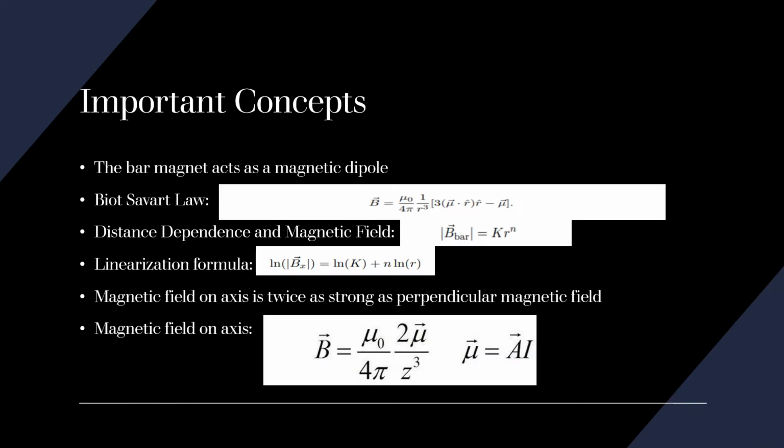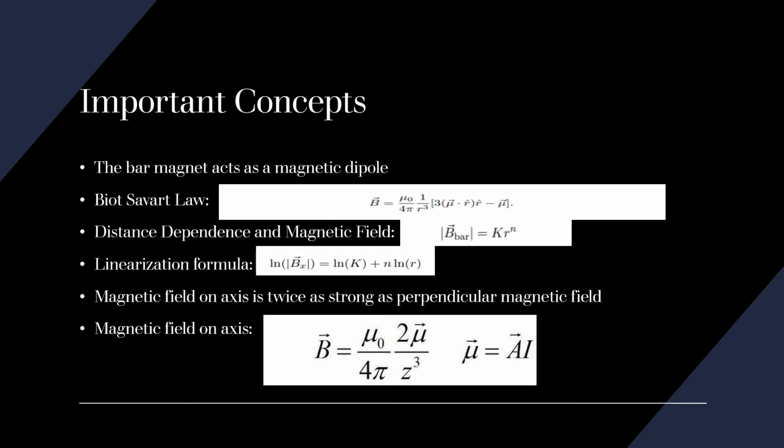Some important concepts in this lab: the bar magnet is representative of a magnetic dipole. The Biot-Savart law of a magnetic dipole is displayed in the slide. The relation between the distance dependence and magnetic field is shown with B equal to k r to the n. k and n are both constants. In order to graph it, we have to linearize that. When we linearize that, we have the natural log of the magnetic field is equal to the natural log of k plus n times the natural log of r.